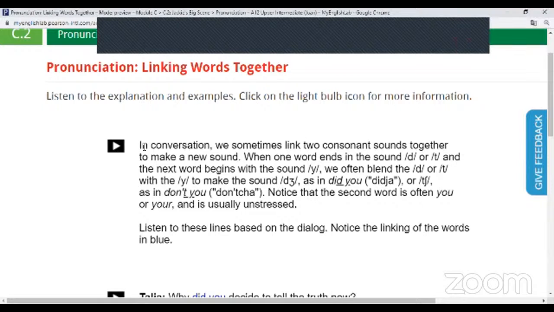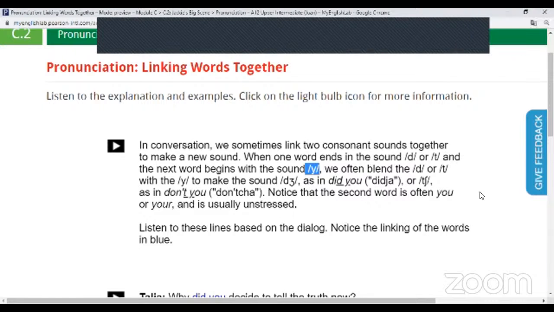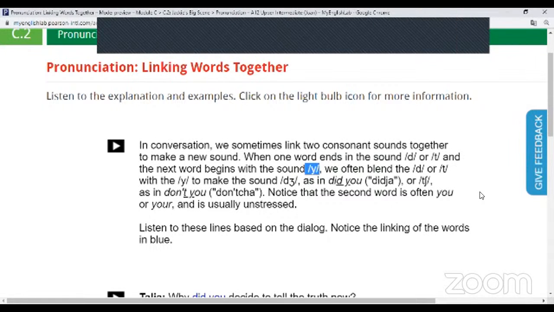In conversation, we often link two consonant sounds together to make a new sound. When one word ends in the sound D or T and the next word begins with the sound Y, we often blend the D or T with the Y to make the sound J, as in "did you," "dija," or CH, as in "don't you," "doncha." Notice that the second word is often "you" or "your" and is usually unstressed.